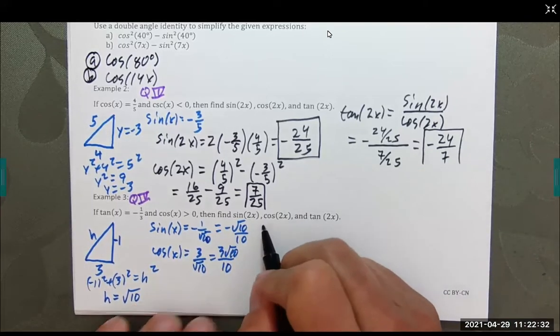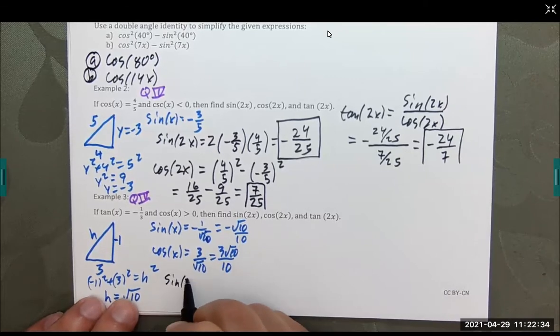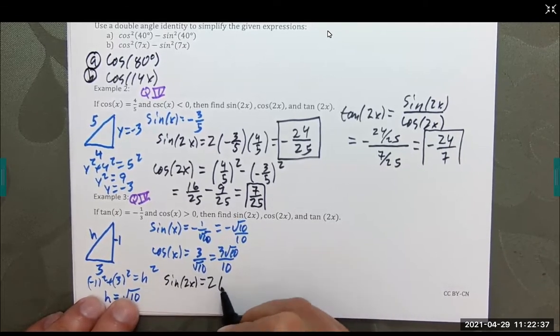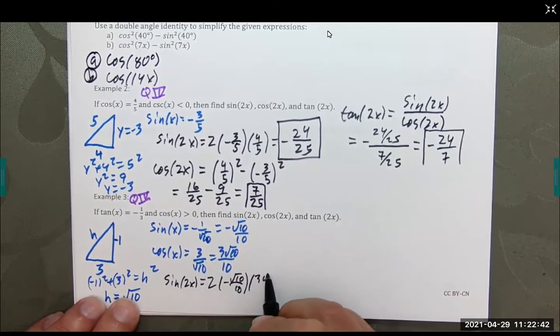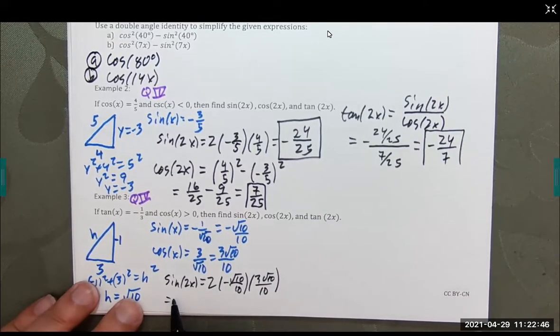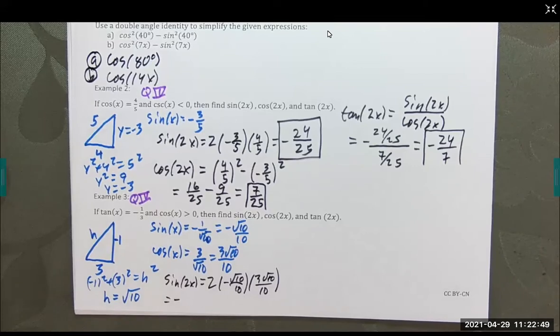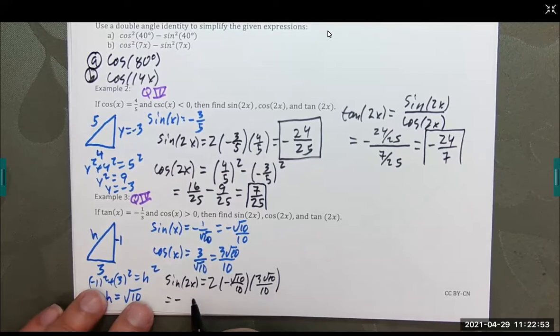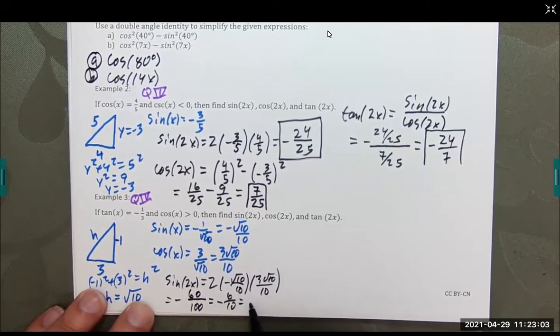So sine, I'll do here, sine of 2x is 2 times sine x, which is negative root 10 over 10, times 3 root 10 over 10. That's going to be negative overall. And that is going to be 2 times 3 is 6. Root 10 times root 10 is 10, so that's 60 over it looks like 100, which reduces to negative 6 over 10, which reduces to negative 3 over 5.